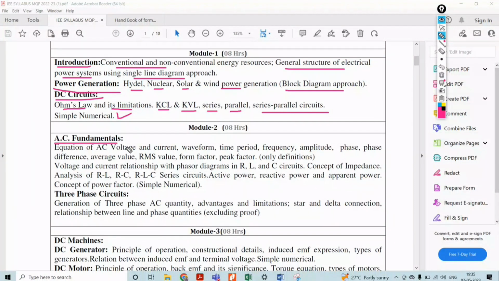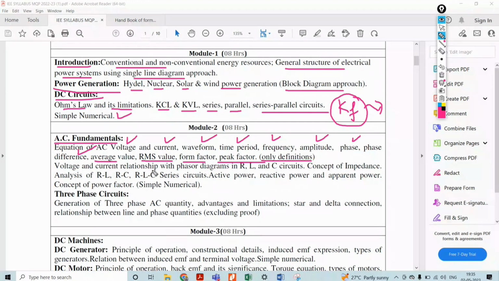Then with respect to the second module, the fundamentals of AC. That is the voltage equation, then the current equation with the corresponding waveform. Then definitions of time period, frequency, amplitude, phase difference. Then definitions of average value, RMS value, form factor, peak factor. They clearly mention only the definition here. But there is a chance they will ask the derivation for the form factor. Okay, I did that in my class, so you can follow that.